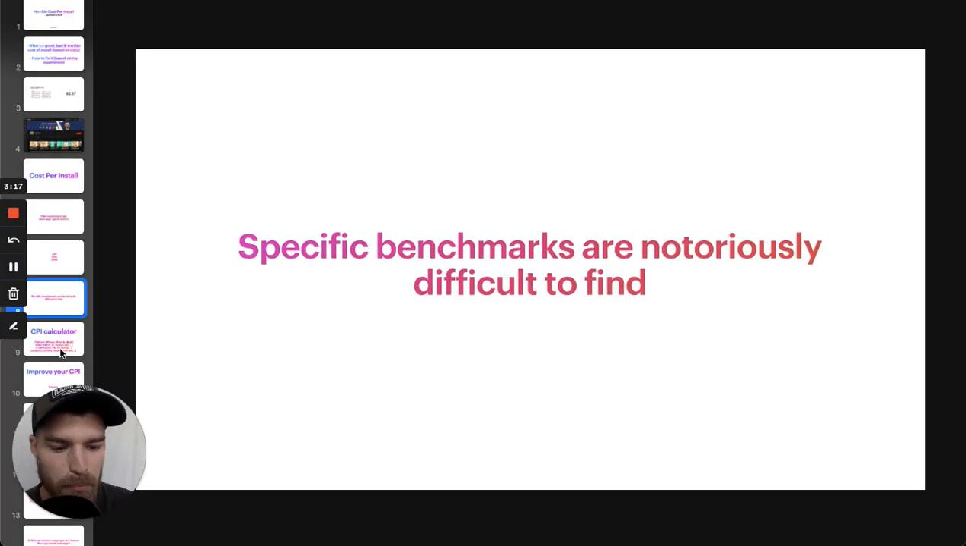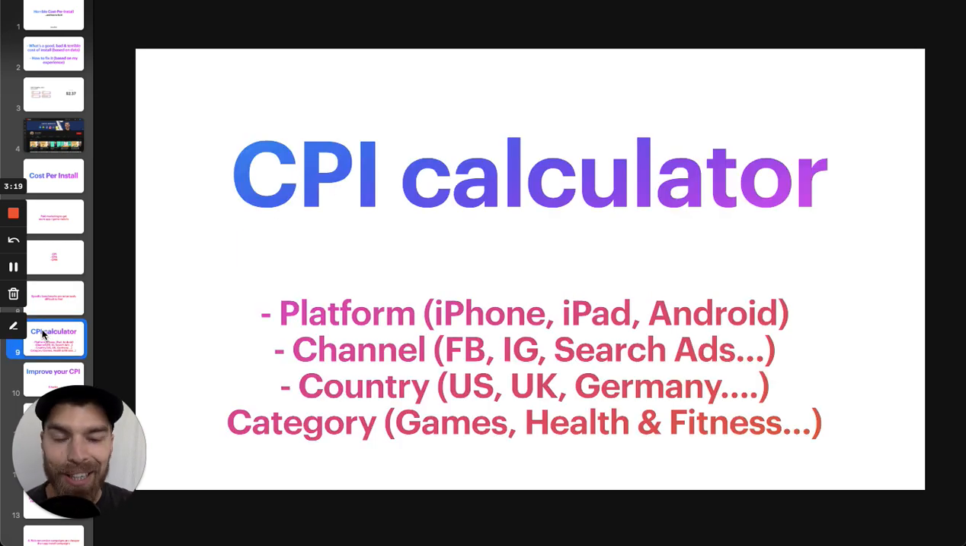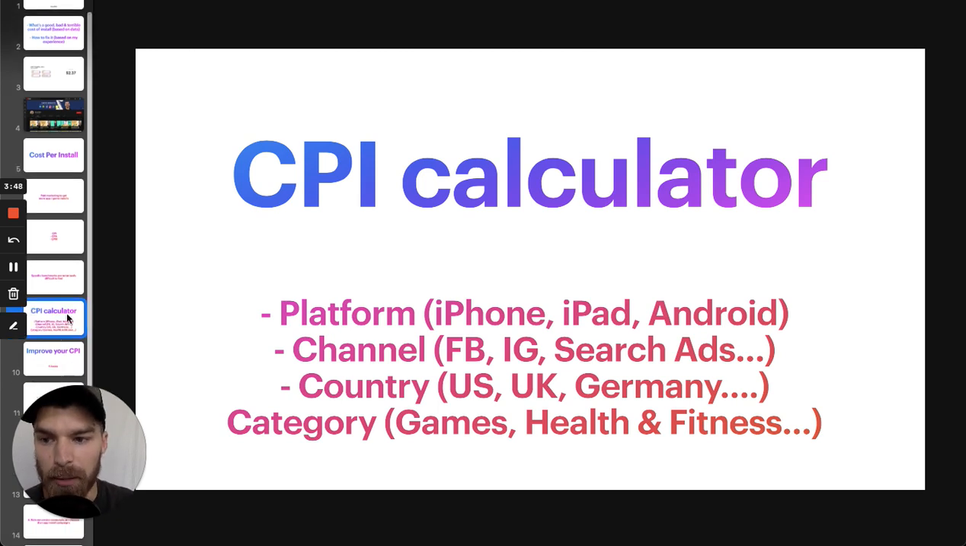So I have put together a cost per install calculator for you guys. Now, there's 4 main filters you can choose. There's the platform, so iPhone, iPad, Android, and the channel you're advertising on. If you're advertising on Facebook, it's going to be a different price than on search ads. So you can select this filter. Then we have countries, so US, UK, and we have a ton of countries in there. And then categories. So are you a game? What kind of game? Are you an app? What kind of app? So these 4 filters you can use in the cost per install calculator.